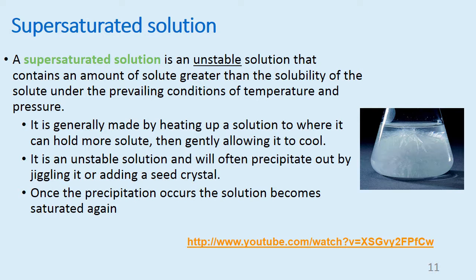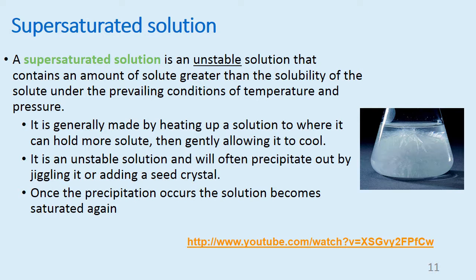Generally, the way that you can make a supersaturated solution is to heat it up, and we'll talk about this a little bit later also, but when you heat up a solution, you can dissolve more of it in there. So you dissolve a lot, and then you cool it back down, and it doesn't come back out of solution quite as quickly as you might expect. If you're very careful with it, it won't precipitate out.